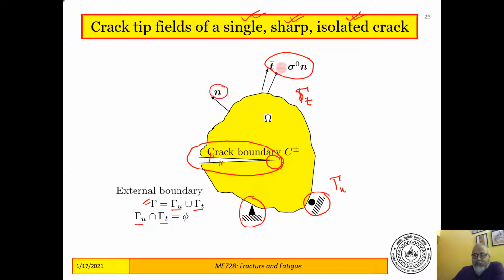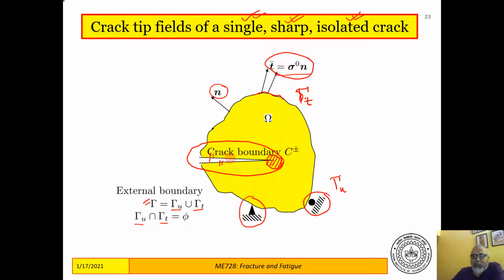N is the outward normal. So what I have written here is the Cauchy relation applied to tractions that are applied on the outer surface of the body, which is at infinity. This stress sigma naught, the naught denotes that this is the remote stress, applied very far away from the crack tip. So in this problem we are interested in solving the equations of elasticity in the region that is very close to the crack tip. We want to figure out what is happening locally at the crack tip.